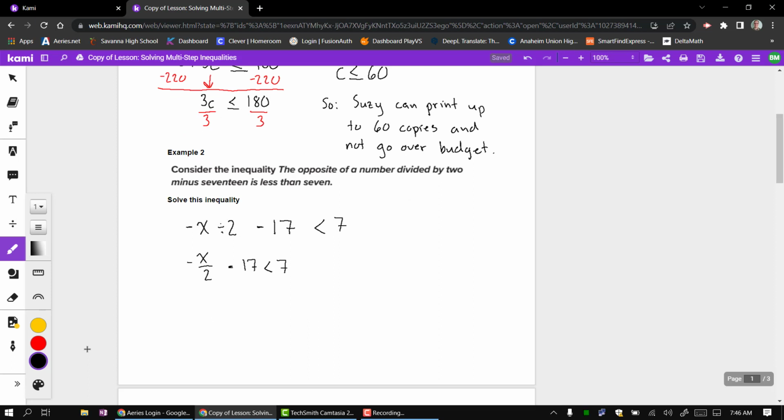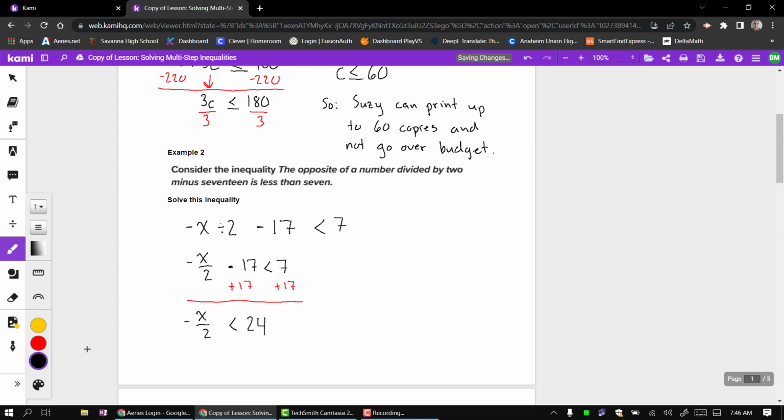We can solve this. So I'm going to add 17 to both sides because that's my first step. I'm not doing anything with this variable term, so I can just bring that down. So that's going to give me the opposite of x over 2 is less than 7 plus 17, which is 24.